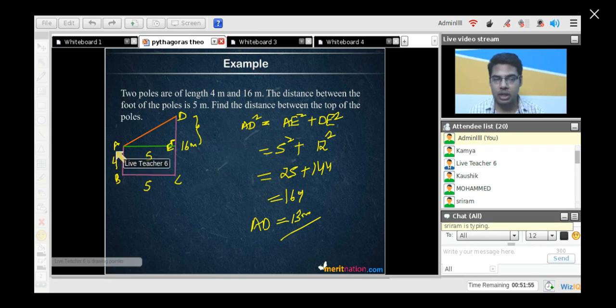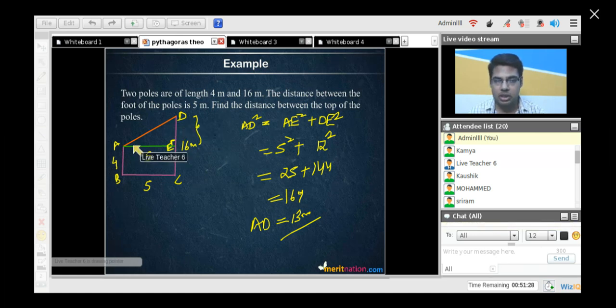We have two poles. One is the shorter one, which is 4 meters. One is longer, that is 16 meters. The distance between them is 5 meters. So this is the situation. Now we have to find the distance between their tops, right? Now how can we find this? What we have to find is AD, that is the orange one. Here, in this right angle triangle, we can easily apply the Pythagoras theorem.